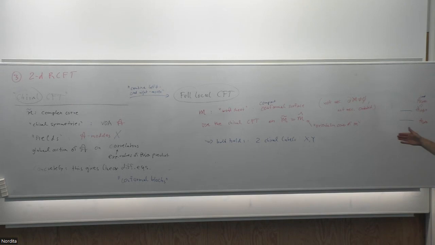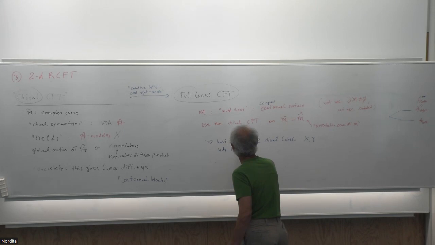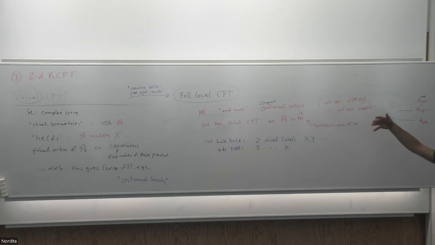This is true for bulk fields, but over the boundary, actually, there is only one point in M hat, and therefore for boundary fields, there is only one chiral label, X. And then I can talk also about defect fields, but they are just a generalization of bulk fields, so they will also have two chiral labels.